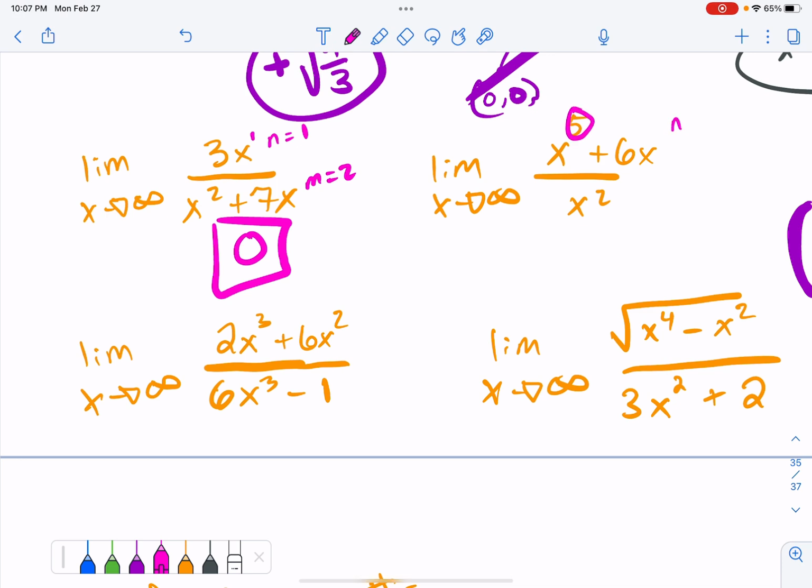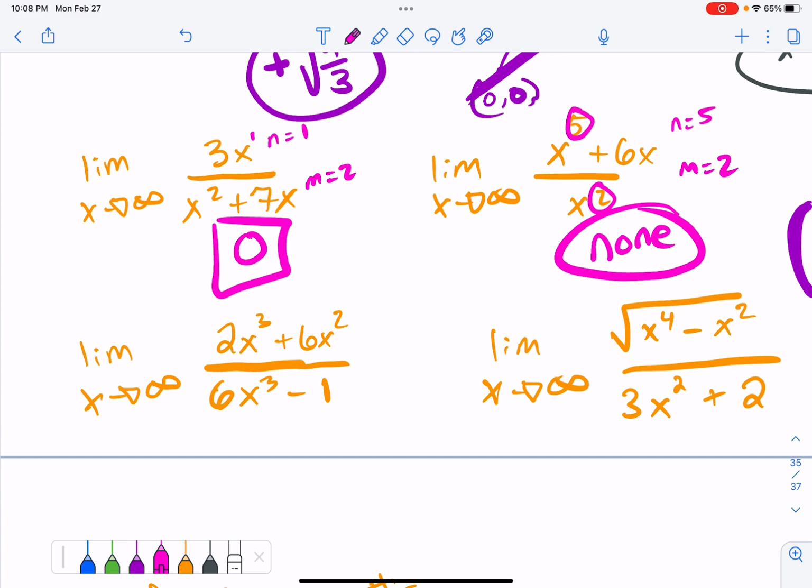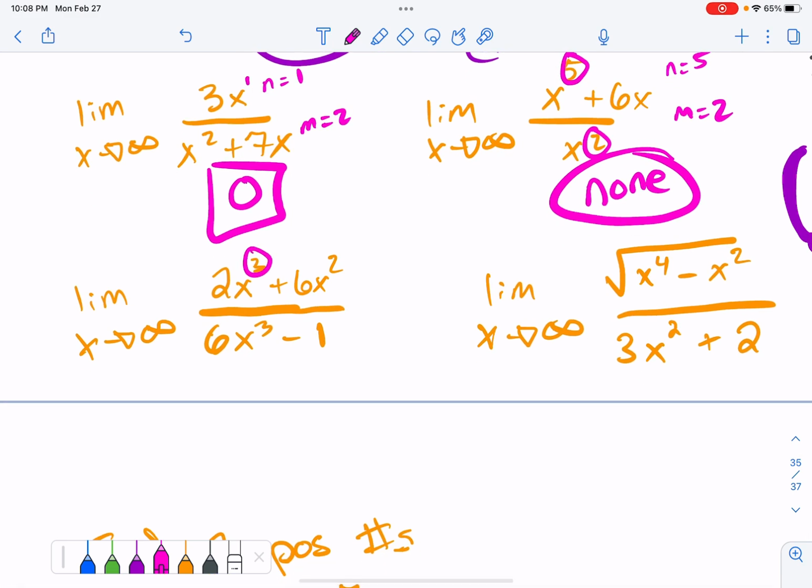This one, your N is 5, and your M is 2. So that means it's top heavy, so it will not have a limit. It will not approach anything in particular. It'll just kind of be scattered all the way through. This one, your n and m are both 3s, so I'm looking at the leading coefficients, which do reduce. 2 over 6 is 1/3. That's what it will reduce to.